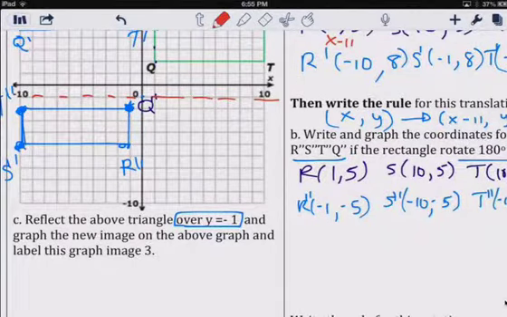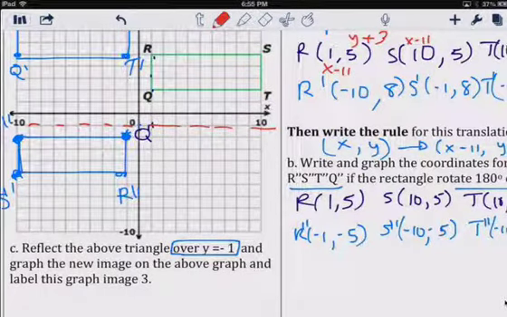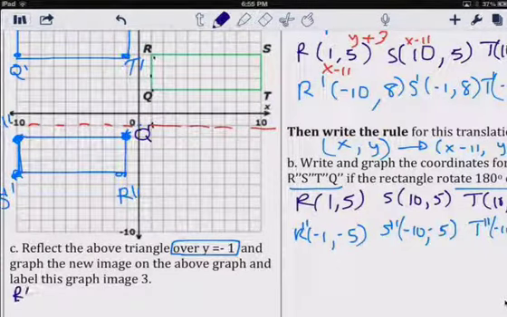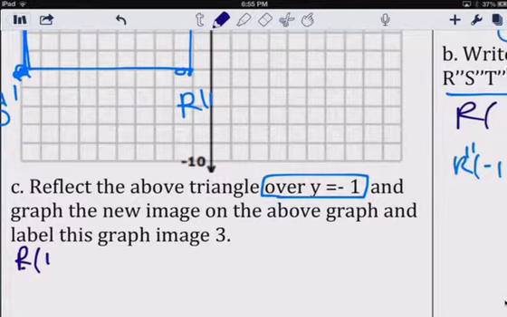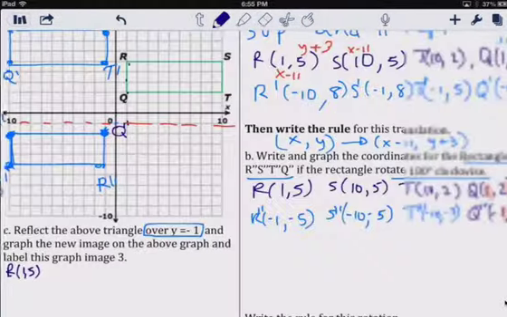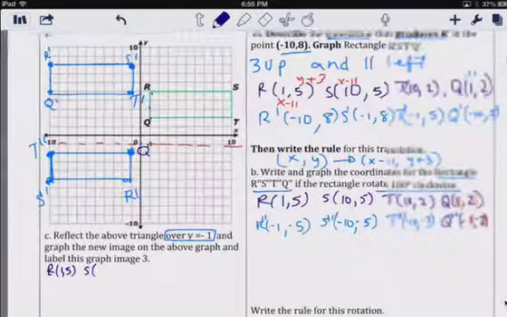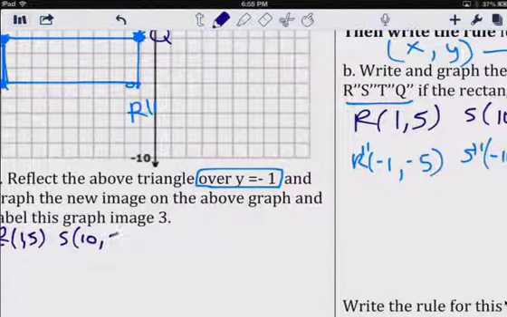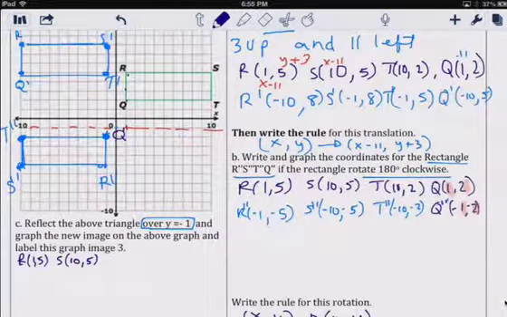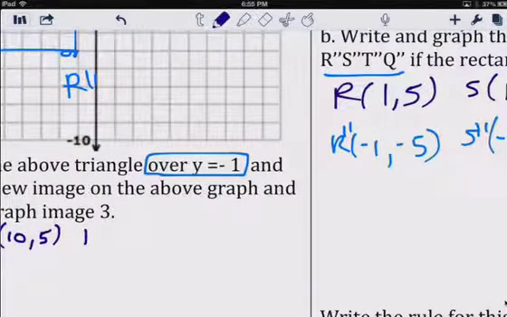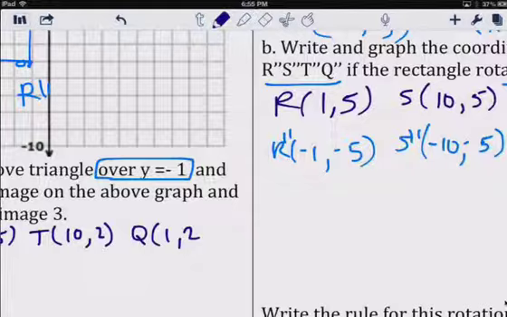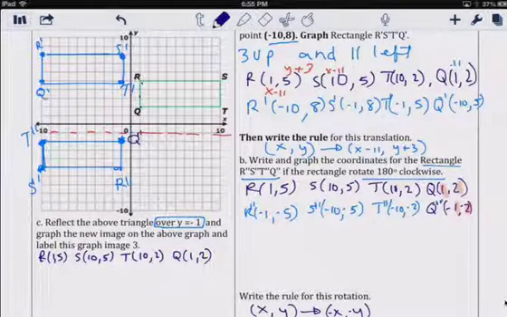We're going to reflect over it. So, okay, we're going to write down, because they want the rule. Anytime they want the rule, you write R is 1, 5. S is 10, 5. T is 10, 2. Q is 1, 2. Okay. Those are our ordered pairs.